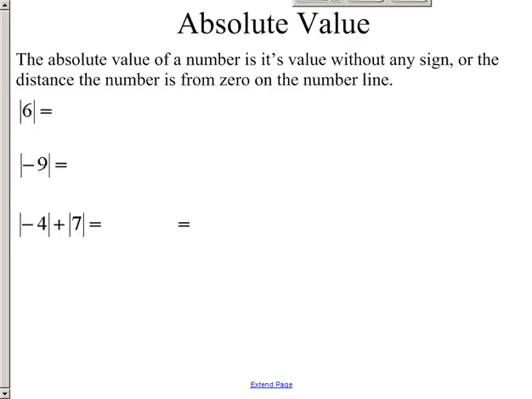Okay, absolute value. First of all, before we can understand signed numbers and how to add and subtract them, we have to know how to deal with absolute value. The absolute value of a number is its value without any sign, or the distance the number is from 0 on the number line.